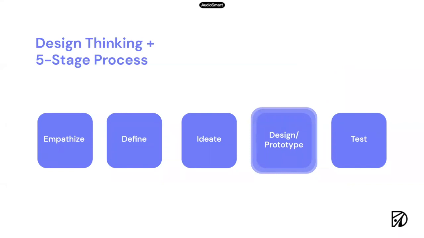So for the design thinking process, there are 5 main stages: empathize, define, ideate, design/prototype, and test. And today we'll be focusing on designing/prototyping.